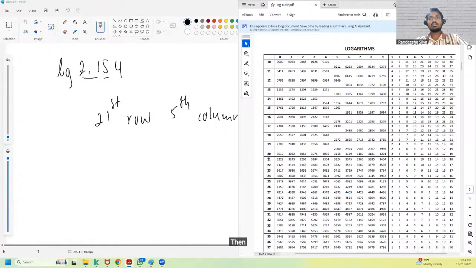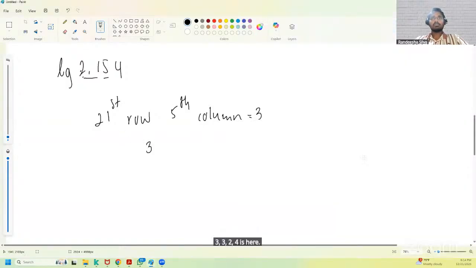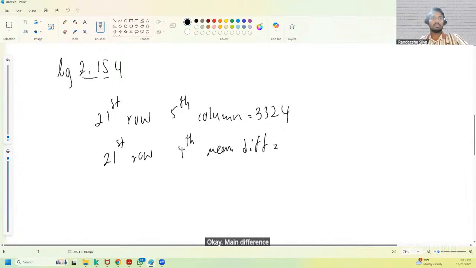Then I'll count this: 1, 2, 3, 4, 5, 6. 3, 3, 2, 4 is here. 3, 3, 2, 4. What's next? The next thing will be the fourth digit. The fourth digit is 4. Then we need to go for the 21st row, mean difference, fourth column.